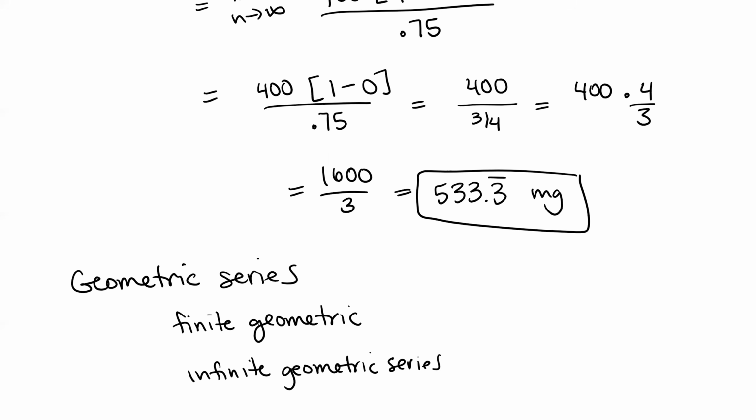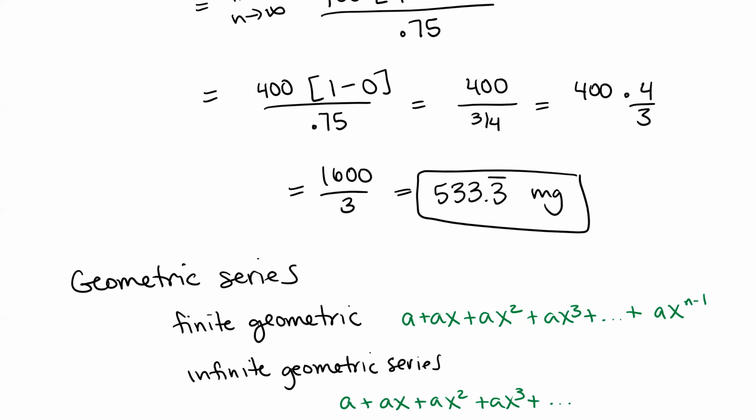Okay, so a finite geometric series has the form a plus ax plus ax squared plus ax cubed plus ... plus ax to the n minus 1. And then an infinite geometric series has the form a plus ax plus ax squared plus ax cubed plus ... plus ax to the n plus ax to the n plus 1 plus, and then it just keeps on going forever. Okay, so those are our geometric series.